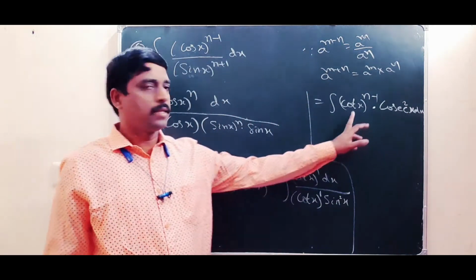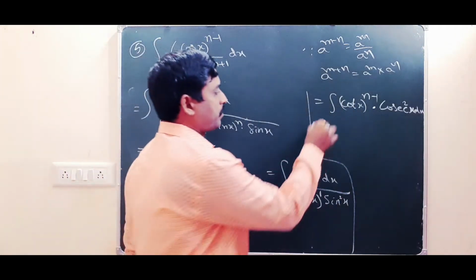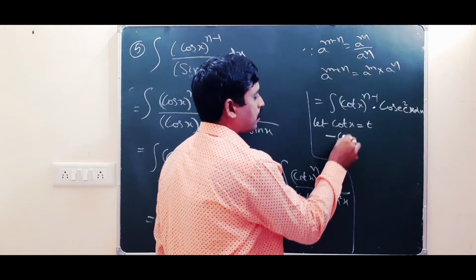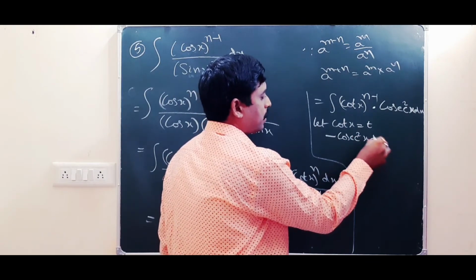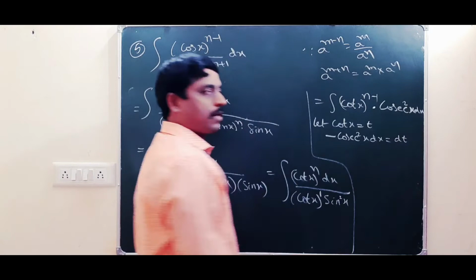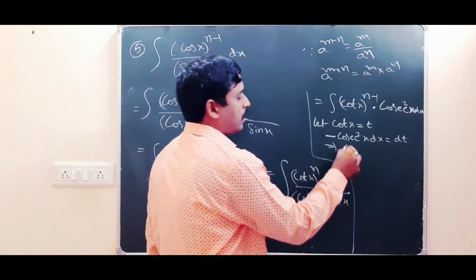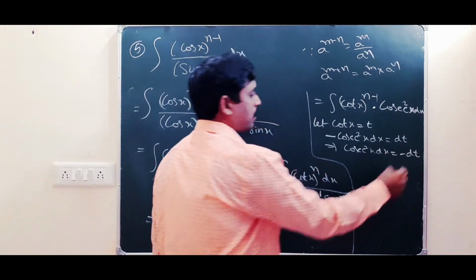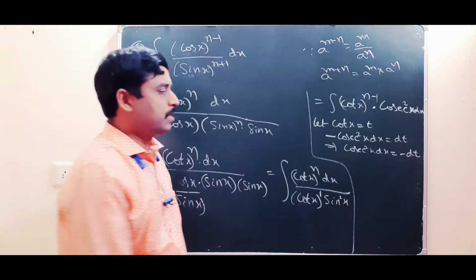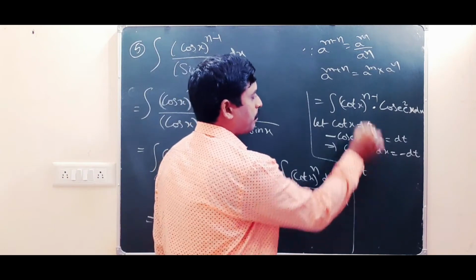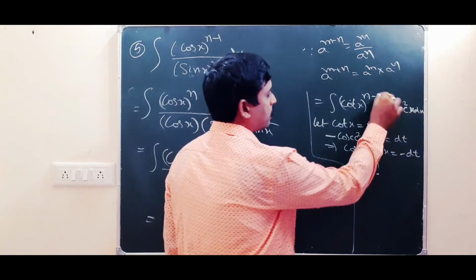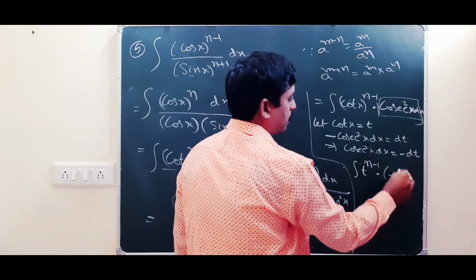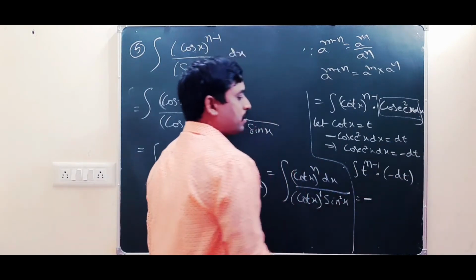So by the substitution method, let us take cot x is equal to t. The differentiation of cot x gives minus cosecant square x dx. Therefore, cosecant square x dx is equal to minus dt. Therefore, in this integral, t to the power n minus 1, we got the cosecant square x dx value as minus dt. So minus 1 is a constant.